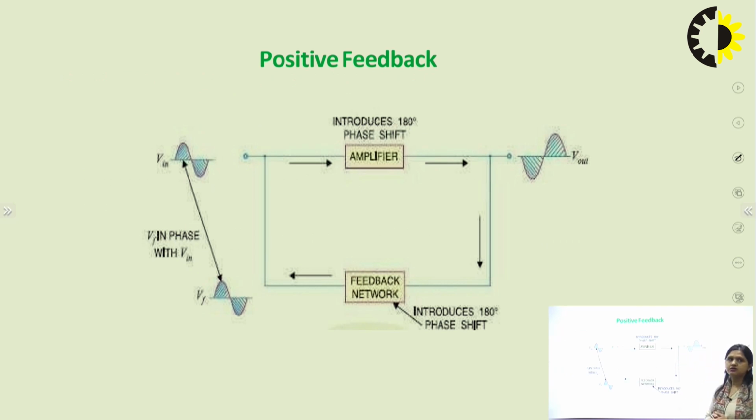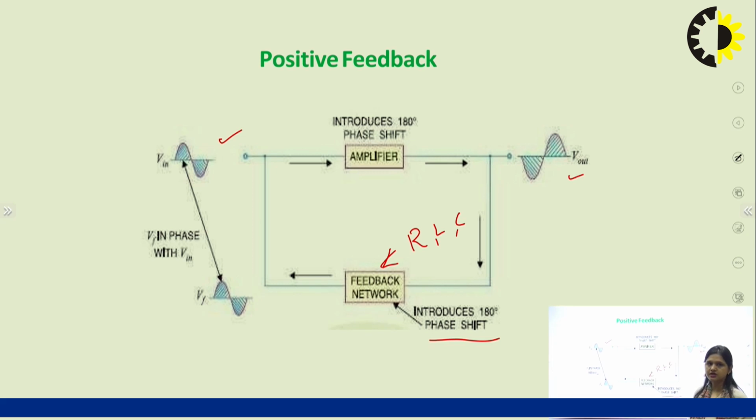So just have a look at how to add two signals in positive feedback. So this is the input signal, same as we have taken in the case of negative feedback. Here again the amplifier introduces 180-degree phase shift. So now if we want to add two signals, another 180-degree phase shift is produced by the feedback network, and this feedback network is made up of R, L and C. This is a purely passive network, and using the combination of R, L and C, we can introduce this 180-degree phase shift very easily.